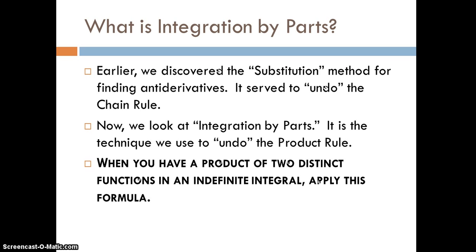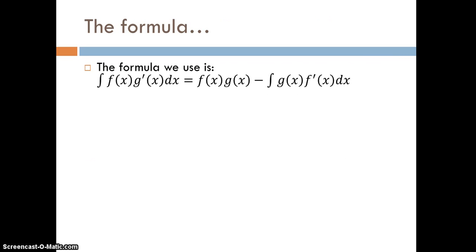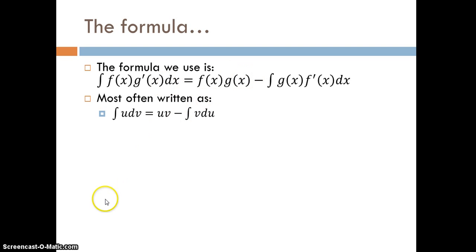So let's take a look at what that formula actually is. The formula we use is the integral of f of x times g prime of x dx is equal to f of x times g of x minus the integral of g of x times f prime of x dx. That sounds like a mouthful, but usually we write it as the integral of u dv is equal to u times v minus the integral of v du. Notice that we've switched the integral of u dv with the integral of v du on either side of the formula. And notice too that u matches up with f of x, dv matches up with the g prime of x dx, and so forth.